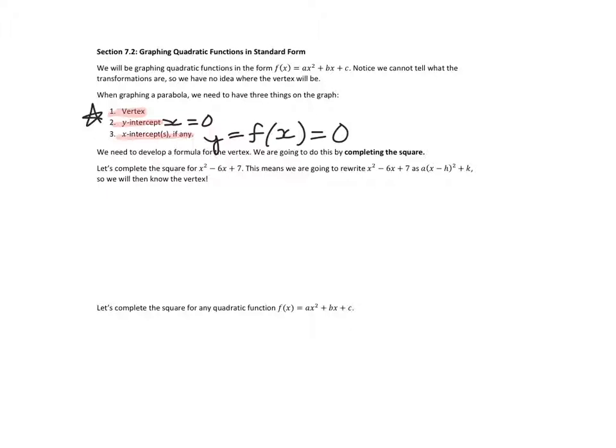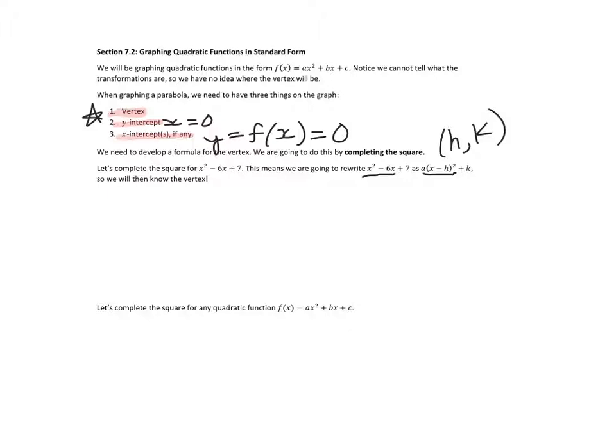To demonstrate that, let's look at x squared minus 6x plus 7. If we want to complete the square, we want to write all of our x terms as a perfect square, so something like x minus h all squared. And then we'll know the vertex. We'll know that the vertex happens at h comma k. We learned that last section.